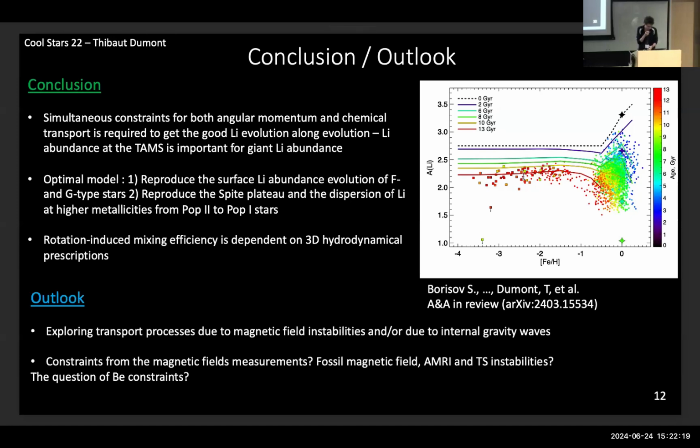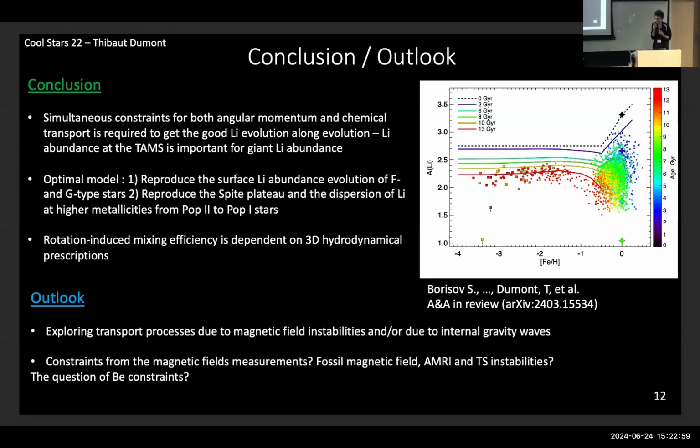And finally, a few outlooks. As I said, it would be important now to explore more deeply the transport processes, which are the origin of all of that, mainly, as I said, magnetic field instabilities and internal gravity waves. It will be interesting also in the context of new observations obtained, for instance, by asteroseismology for the interiors of stars, for levels of magnetic fields, which is important for the magnetic instabilities, and the origin also of these magnetic fields.